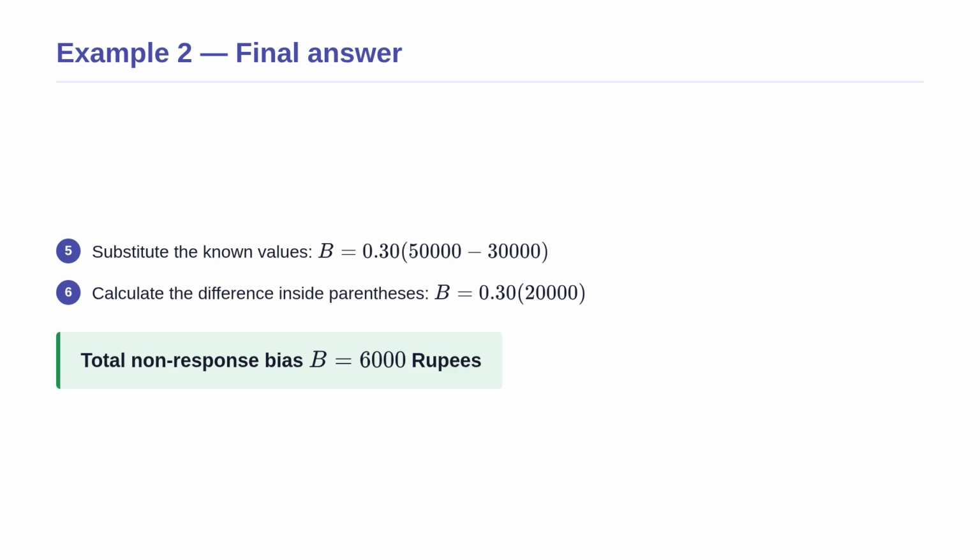This means that if the city publishes the raw survey data, they will accidentally overestimate the average income of their citizens by 6,000 rupees. This massive error perfectly illustrates why a 30% non-response rate is completely unacceptable in official statistics.